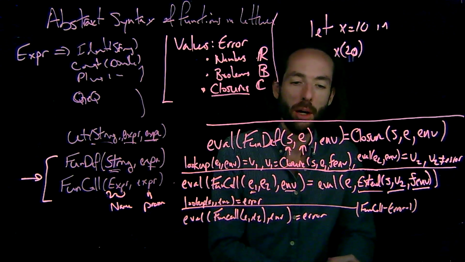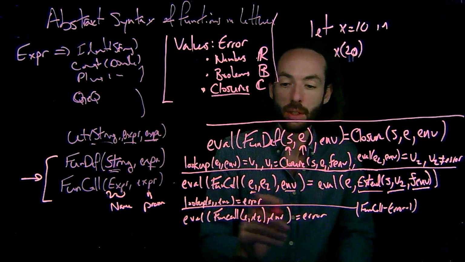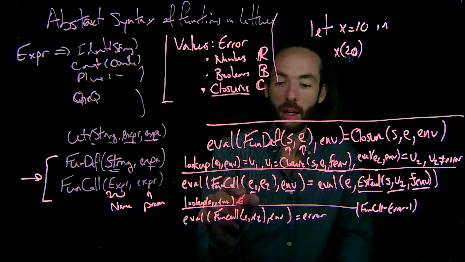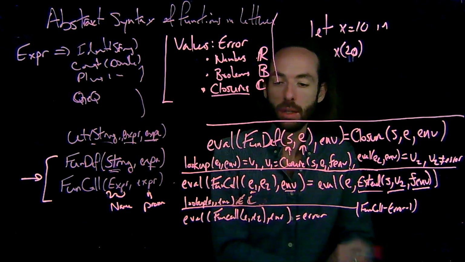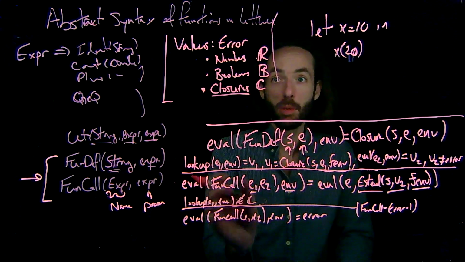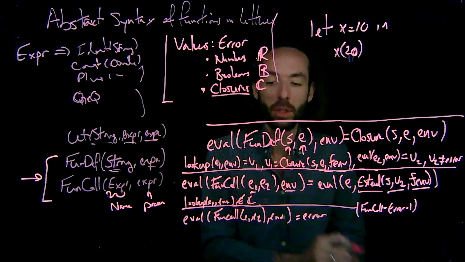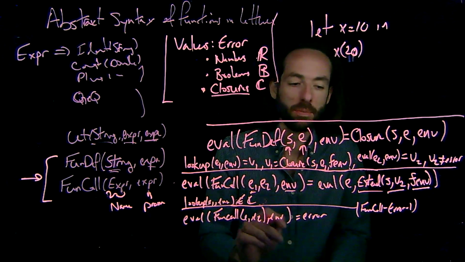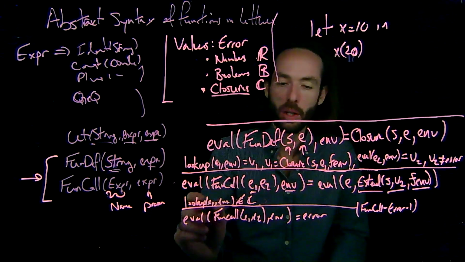What's the other possibility that we could have? So actually, I should just say if this is not a closure. Not just that it's an error, but it could also maybe return a number or a Boolean. But we want to make sure it returns a closure. So if it doesn't return a closure, we should throw an error.